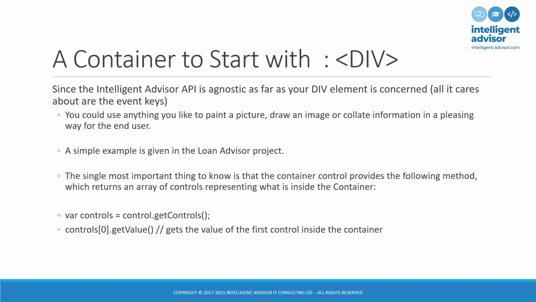And going back to what we just said, the key thing is to realize that when you're working with a container, you get to access the getControls method. getControls will give you a list of the top level controls inside the container. So controls[0].getValue gets the value of the first control inside the container. Bear in mind that it only gives you the first level. So if you have a container in a container in a container, you might find yourself having to navigate up and down a hierarchy. But basically, getControls gives you an array of controls which are what are inside the container.